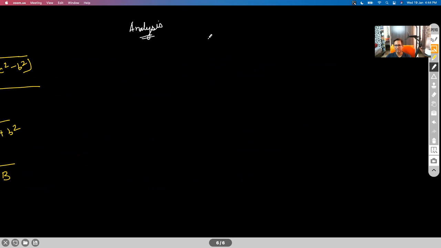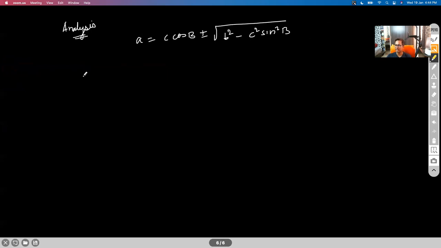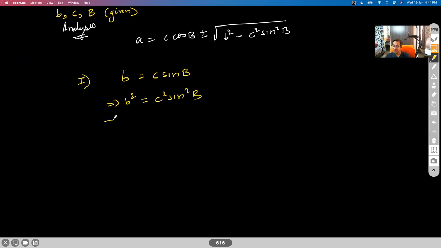Analysis. So your A is C cos B plus minus under root B square minus C square sine square B. Yes, this is what we had written. Now three situations will arise over here. Number one situation: if your B, C, remember these three are given to you. Don't forget this. If you realize that your B is such a value, which is C times sine B, means B square is C square sine square B, which means you realize that B square minus C square sine square B is equal to 0.